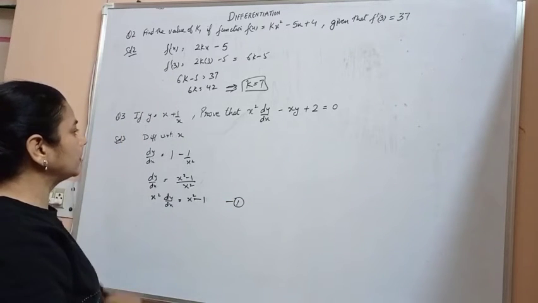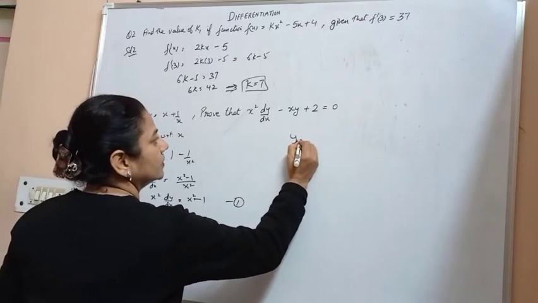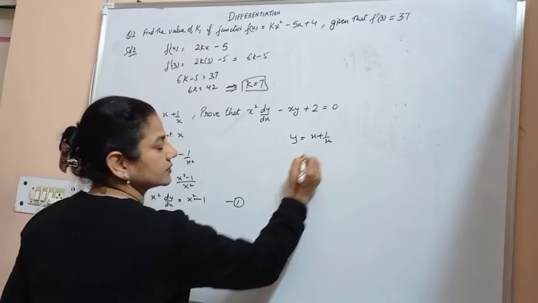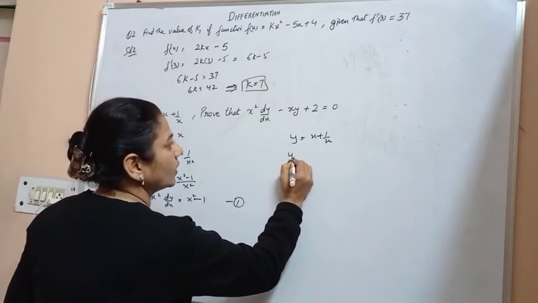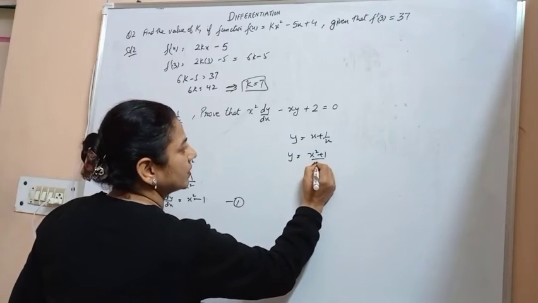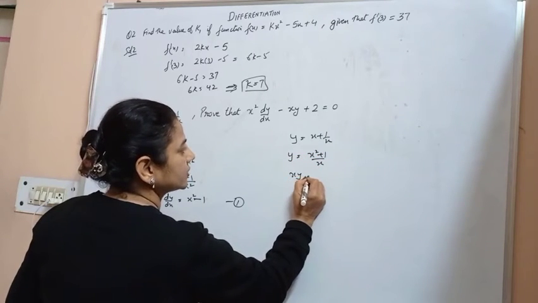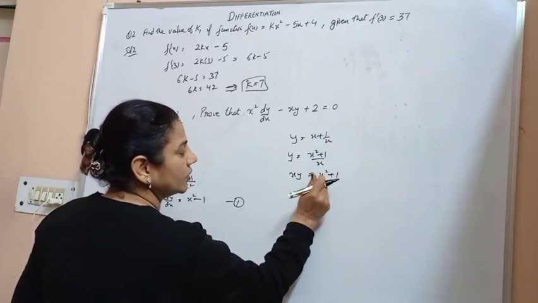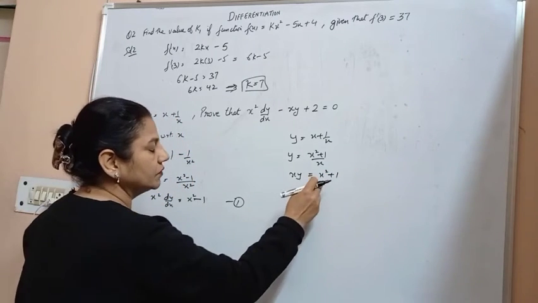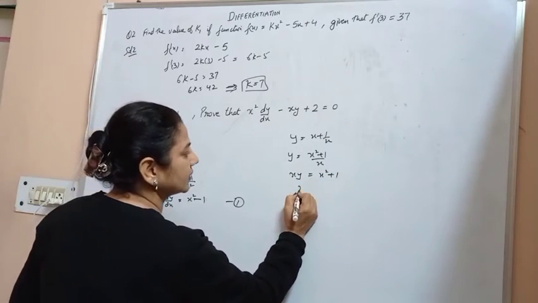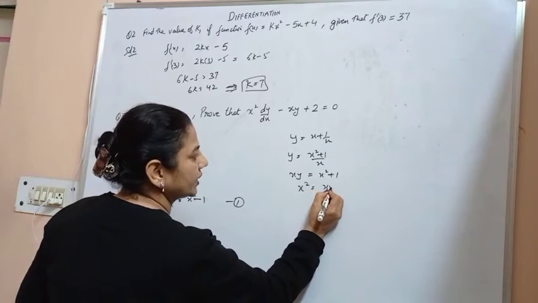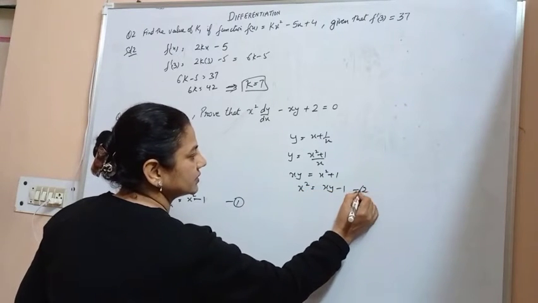And in this we have given y is equal to x plus 1 by x. Take the LCM. y is equal to x square plus 1 upon x. Cross multiply: xy is equal to x square plus 1. From here we get the value of x square, which gives the result x square is equal to xy minus 1. This is my second equation.